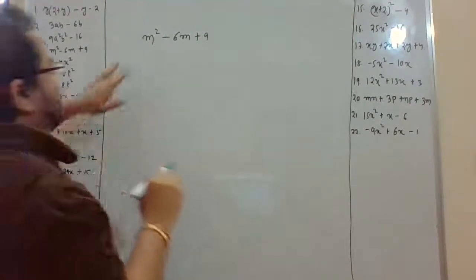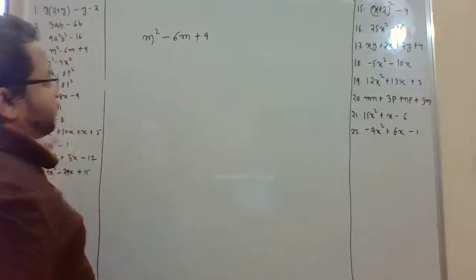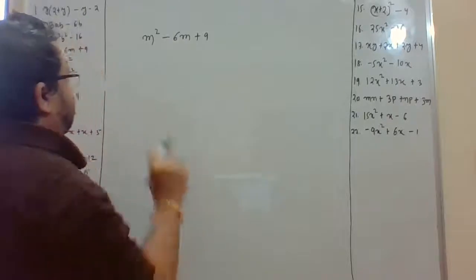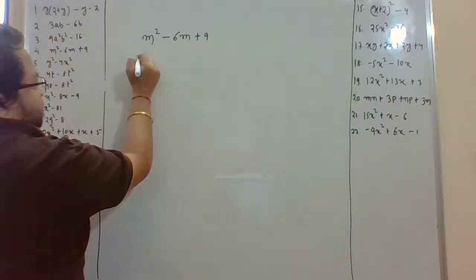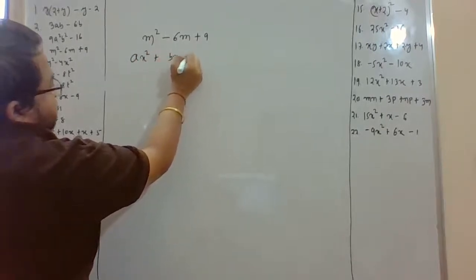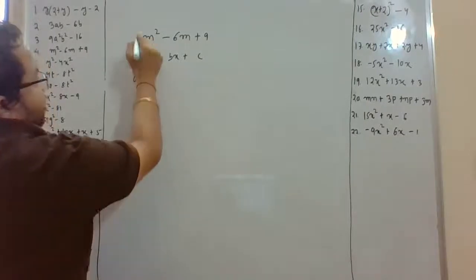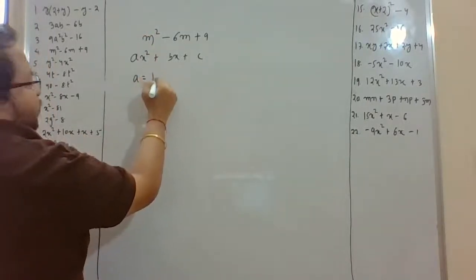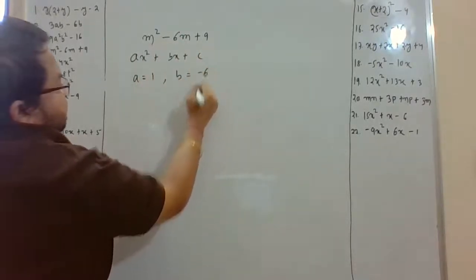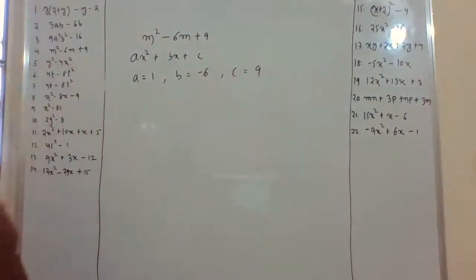Let's see. So I know this is a quadratic expression. As I said, whenever you are getting a quadratic expression, you can blindly use middle term splitting, right? So if you express this in the ax squared plus bx plus c format, then obviously a here is the coefficient of m squared, that is 1. B is the coefficient of the middle term, that is minus 6, and c is nothing but plus 9 here, right?